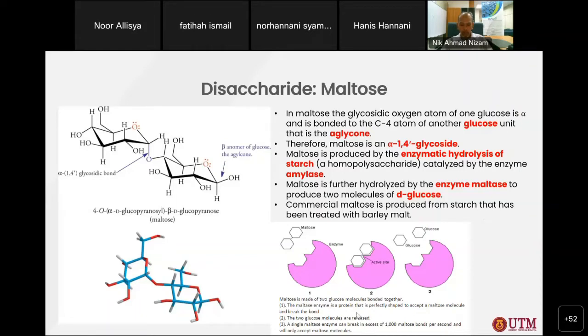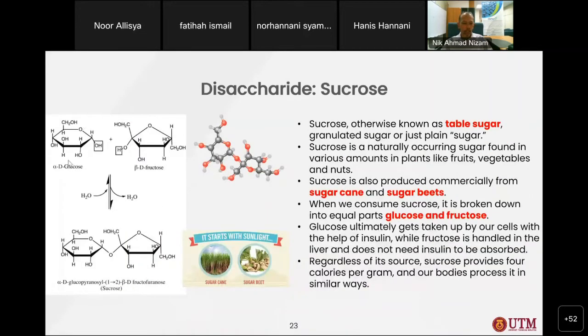Okay, the maltase is the enzyme responsible for the production of glucose from maltose. The maltase enzyme is a protein that is perfectly shaped to accept a maltose molecule and break the bond. Okay, the bond here. And the 2 glucose molecules are released. A single maltase enzyme can break in excess of 1,000 maltose bonds per second and will only accept maltose.